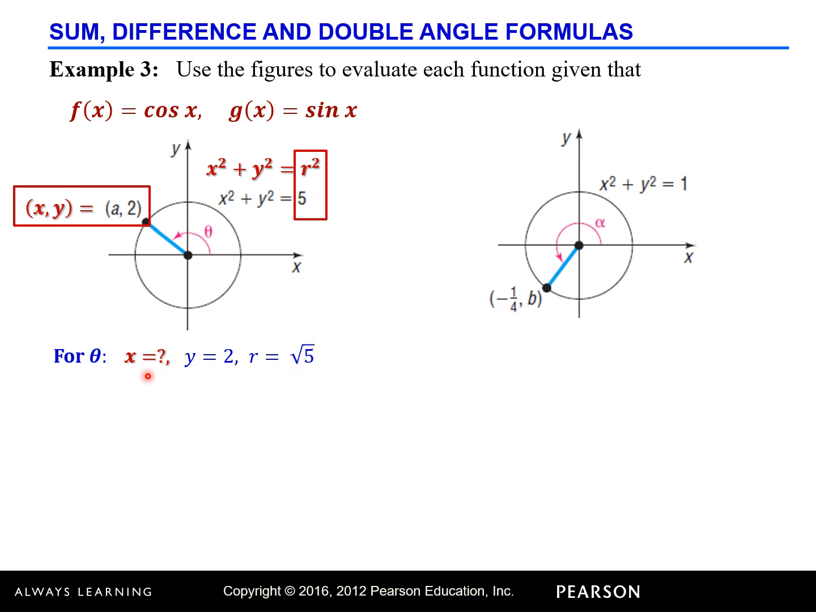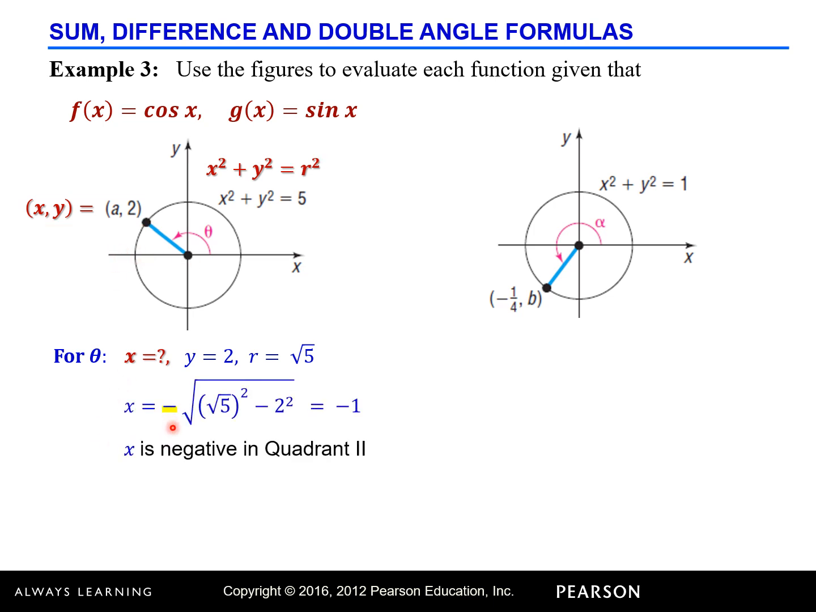So to find the value of x, since x is from the angle theta, which is in quadrant 2, the x is negative. So for the formula for x, we should have a negative square root of r squared minus y squared, which is equal to negative 1. Take note that in the formula for x, you should attach the negative because x is negative in quadrant 2. Don't forget that. So we now have the value of x, y, and r.